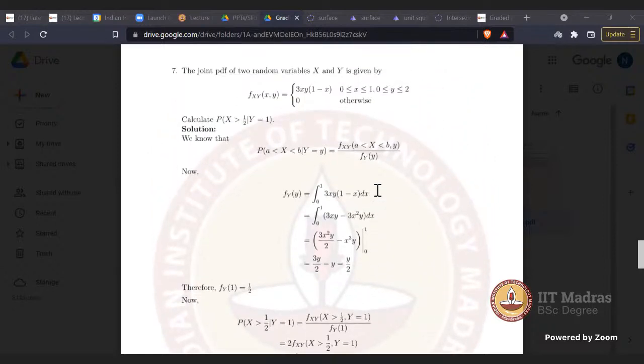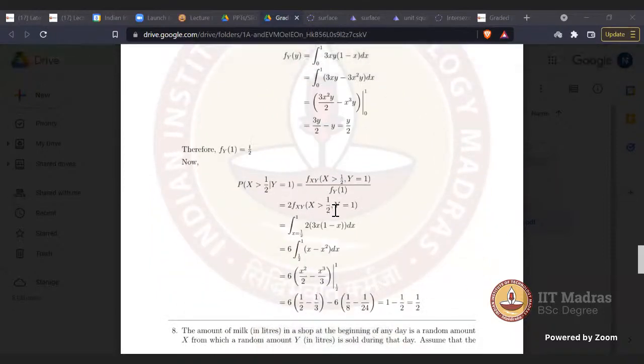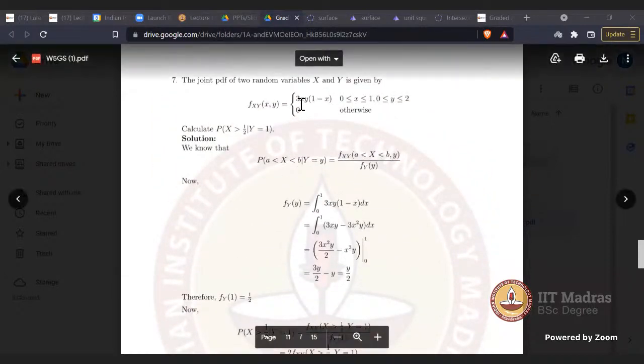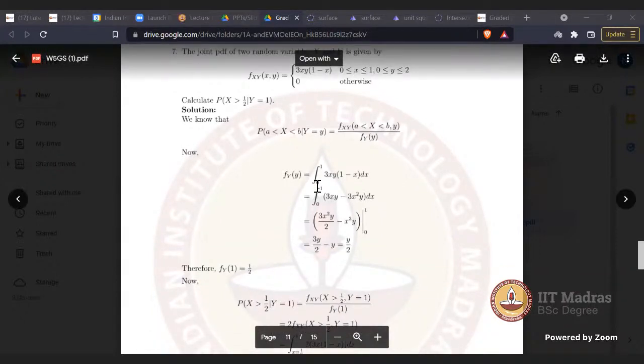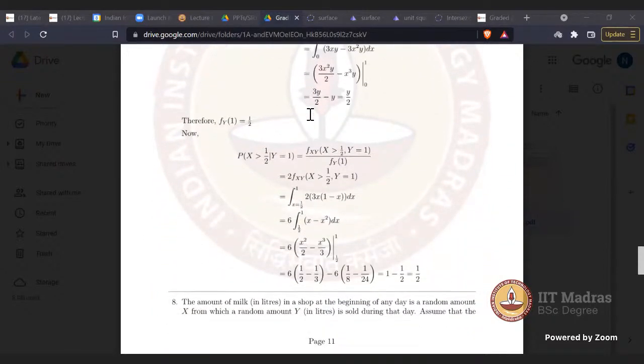What is the fxy given here? Fxy is given as 3xy times 1 minus x. So we can substitute y equals half here. If you substitute, you will get 3x by 2 times 1 minus x. Now, y is equal to half or y is equal to 1? Oh, sorry, y equals 1. So it is 3x times 1 minus x. So that you will have to just integrate. Now y is fixed, you have already substituted it, so you just have to integrate over x.